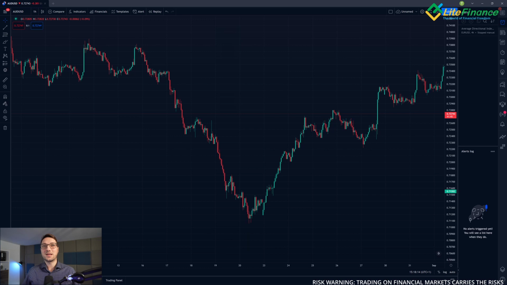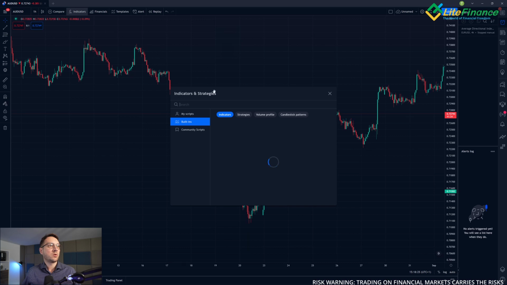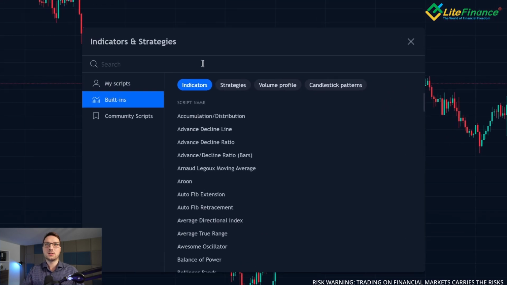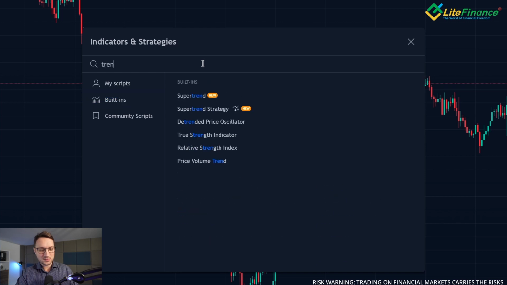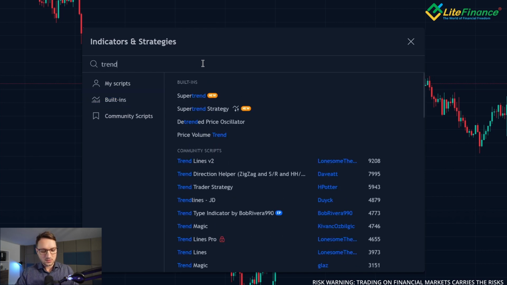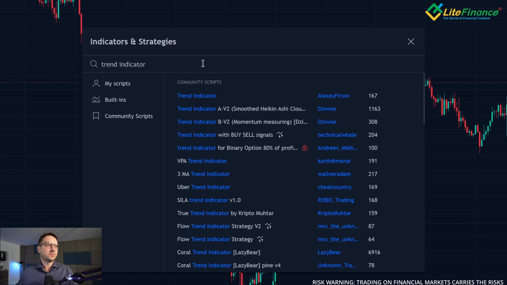The first indicator is a trend indicator, A minus V, version 2.2, by the guy called Dziwne. I think it is a Polish person, because the word dziwne is a Polish word and it means weird in English. So let's check this indicator. Trend indicator A minus version 2, I guess, a smoothed Heikin Ashi, by the guy called Dziwne. Okay, so that's the first ingredient.